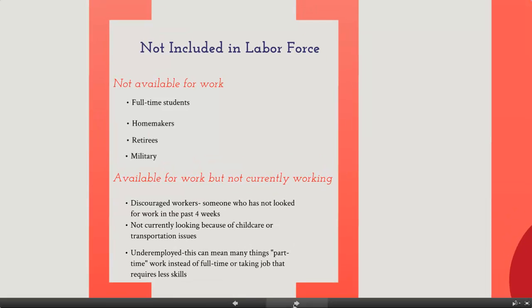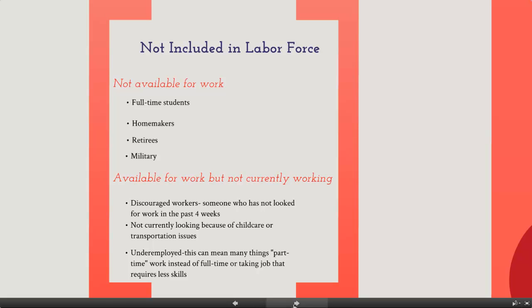So, now, one of the problems when we count the unemployment rate is, remember, the unemployed divided by the labor force is the unemployment rate. So, the problem that we have with this is that not everyone is included in the labor force. Who's not? We have a category of not available for work. If you are a full-time student, you are not part of the labor force, therefore you're not quote-unquote unemployed. If you're a homemaker, you're not part of the labor force. If you're retired, if you're part of the military.